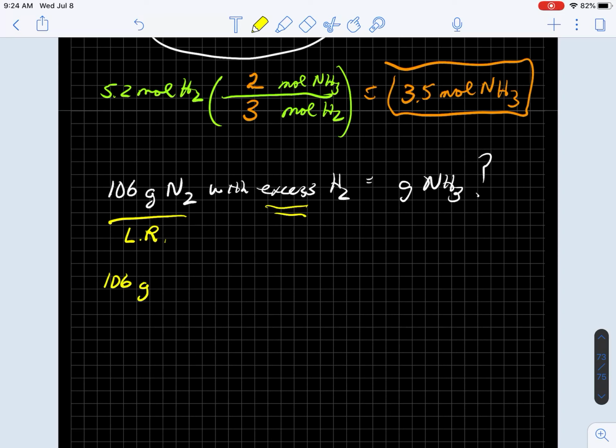So we're not worried about the hydrogen. It means we have more than enough hydrogen to run the reaction. So our limiting reagent is going to limit how much product we get. So I'm going to start with what they give us. Now, in order to be able to use a balanced equation, just like formulas are mole ratios, balanced equations are also mole ratios. So I'm going to convert that to moles of nitrogen.